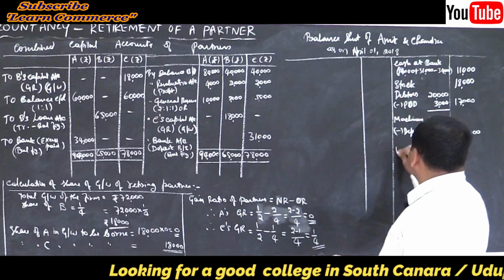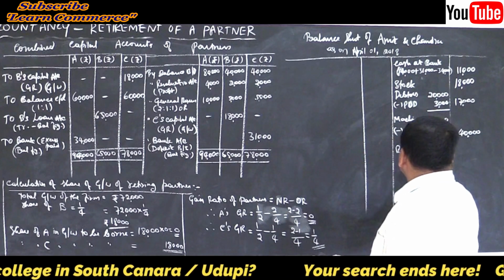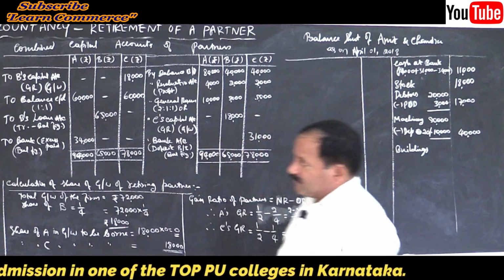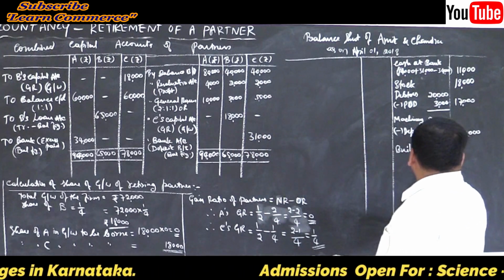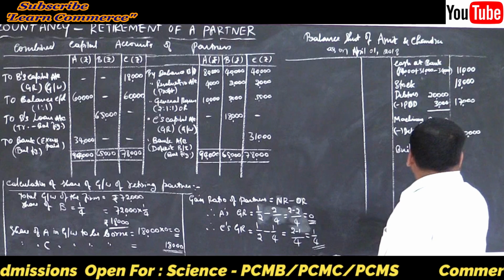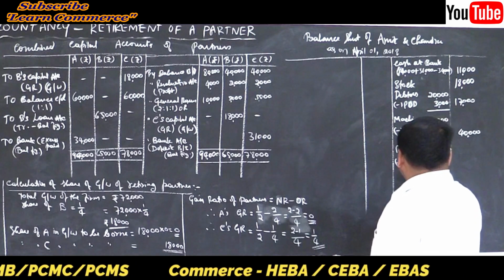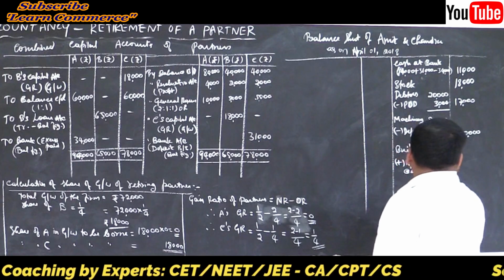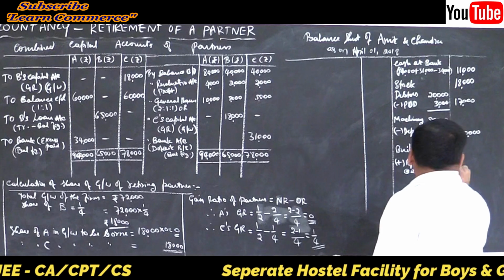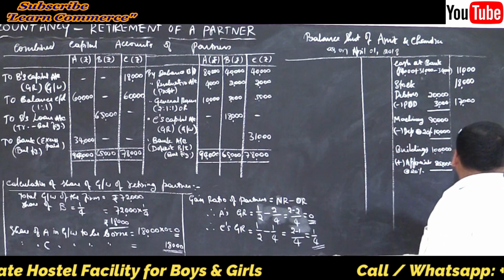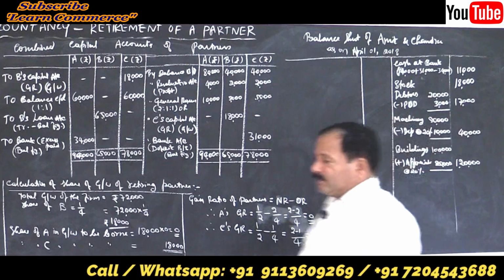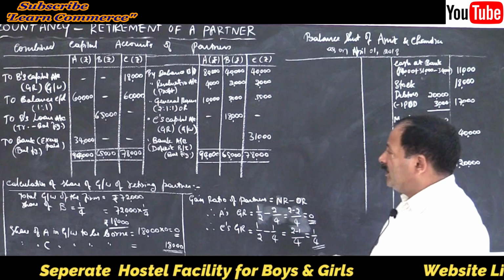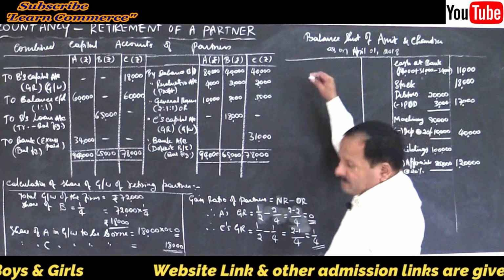Then buildings, refer the problem, 1 lakh. There is appreciation. Add appreciation at the rate of 20%. So 20,000, right? So 1,20,000 in outer column. Goodwill will not appear because the goodwill word is not there at all in the entire solution, correct? No entry is passed with goodwill. Then move on to the liabilities side.